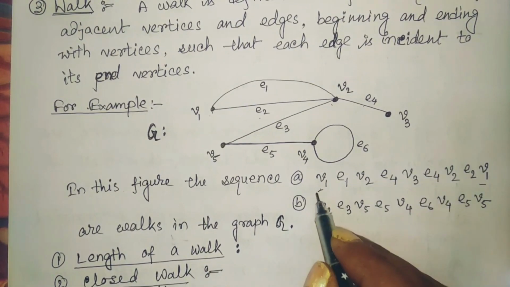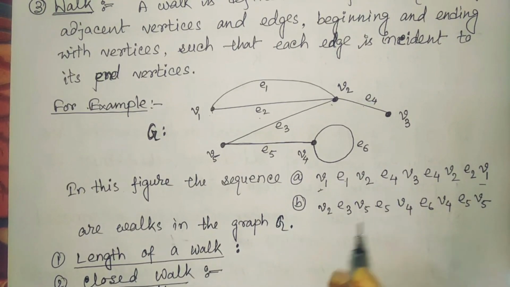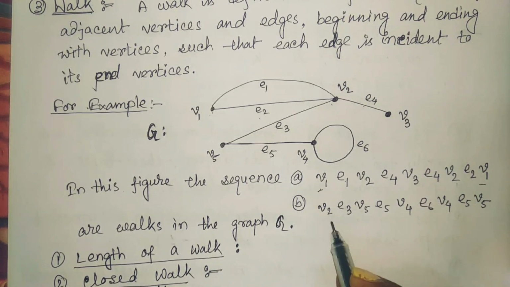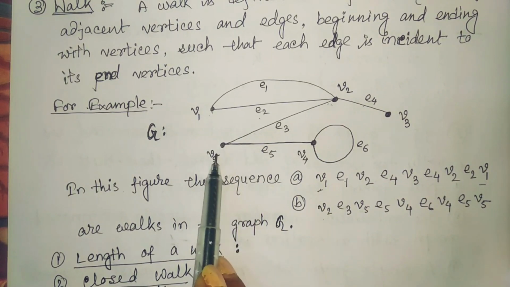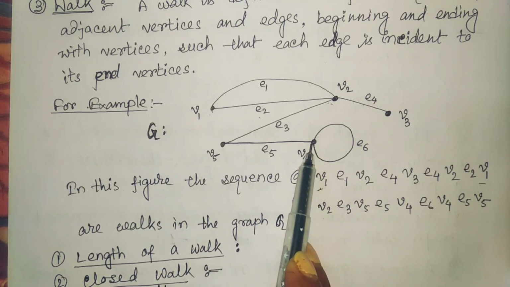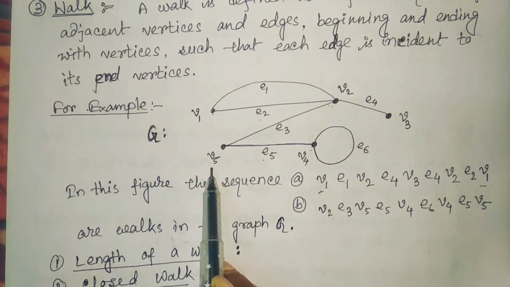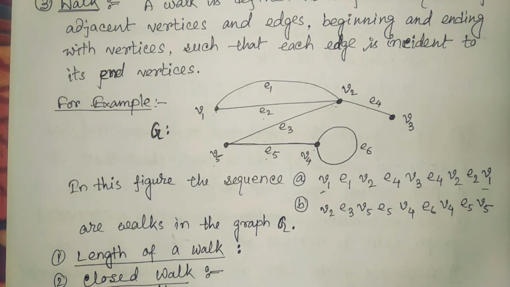In a walk, any vertex may repeat any number of times. Any edge may repeat any number of times. Another example of a walk is V2, E3, V5, E5, V4, E6, V4, E5, V5. These are examples of walks. In this way we can draw lots of walks.